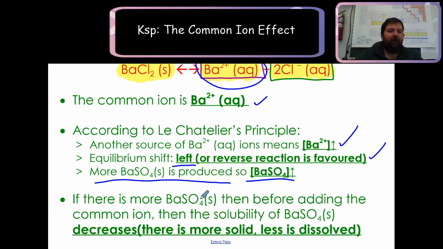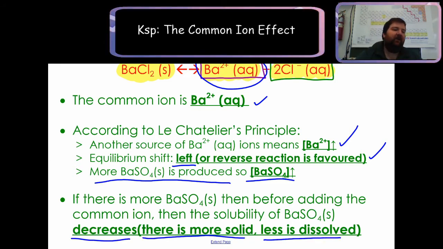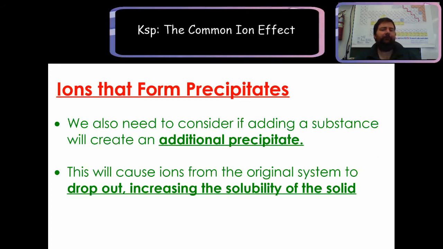So if there's more barium sulfate than before, then the solubility of barium sulfate will decrease. Why? Because there's more solid now. And because there's more solid now, less can be dissolved. So that's how you need to approach these problems.